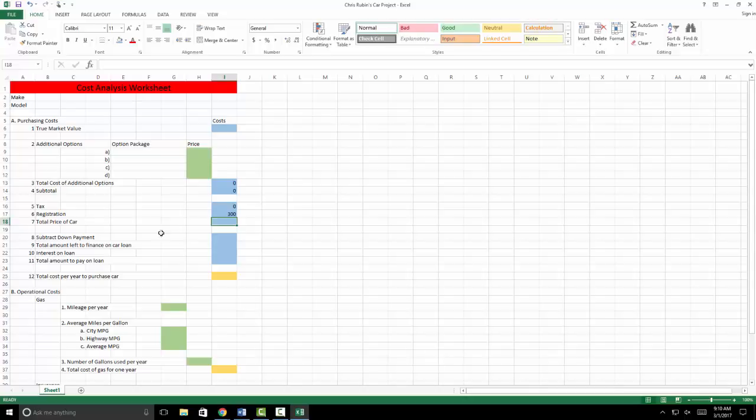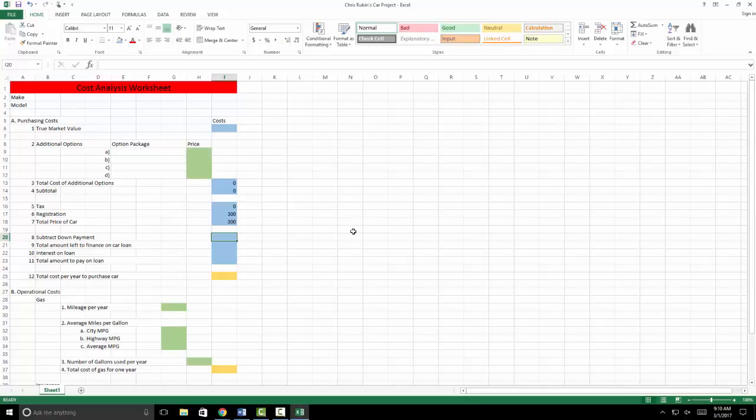In I18, the total price of the car, we're going to select equals, and we're going to add our subtotal plus our tax plus our registration, and that'll give us the total price of the car.